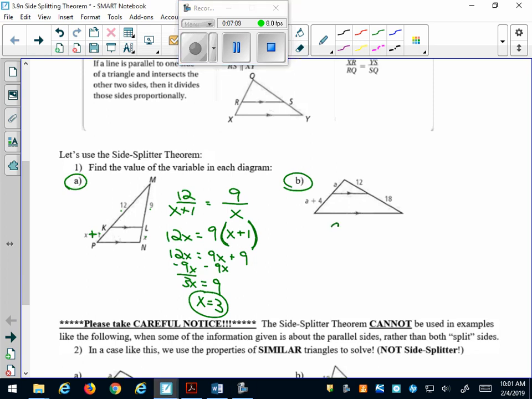Okay, so for this one, you should have set it up as a over a plus 4 equals 12 over 18. Cross multiply and solve, and you get a is 8.